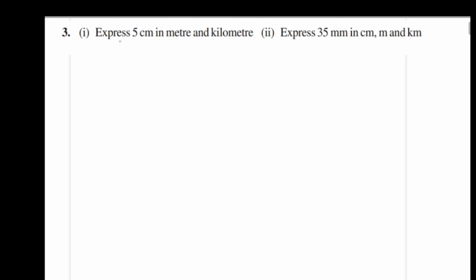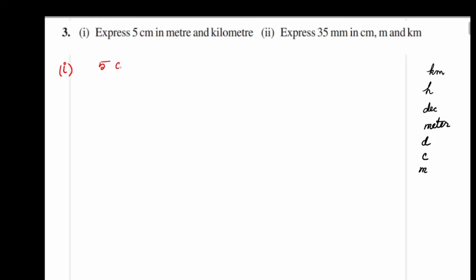question number 3. Express 5 centimeter in meter and kilometer. Express 35 millimeter into centimeter, meter and kilometer. Okay, for this I already made one video. In that video I have mentioned that you have to remember only one table. So it is milli, centi, deci, meter, deca, hecto, kilometer.